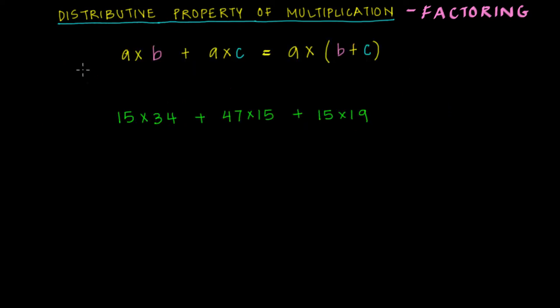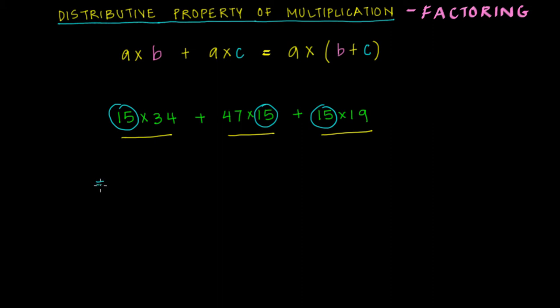So here is another problem, 15 times 34 plus 47 times 15 plus 15 times 19. And we can do this by figuring out 15 times 34 and 47 times 15 and 15 times 19 and then adding up all the answers. But you'll notice that we have a common factor and the common factor is 15. So we have 15 here, here and here.